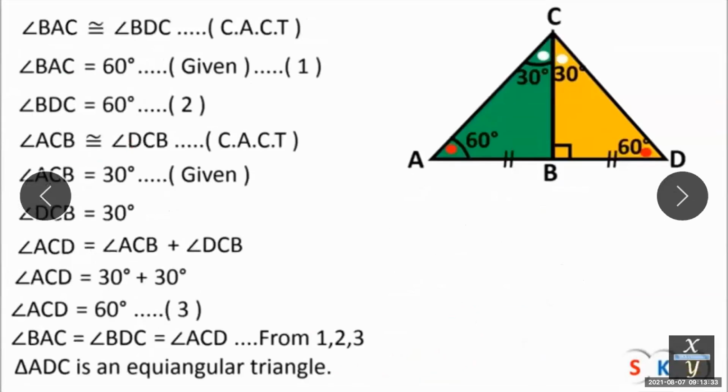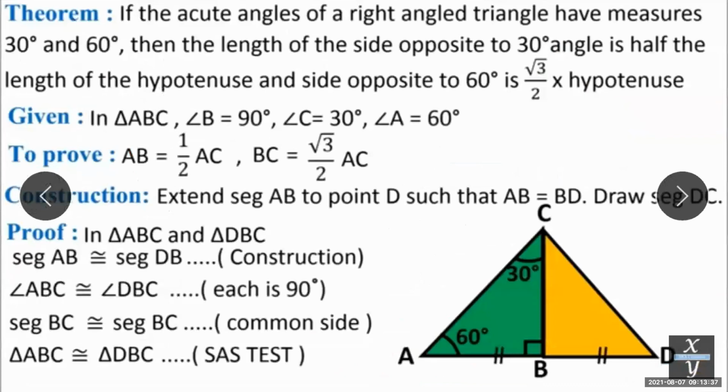Now see, what we have to prove here is BC equal to root 3 by 2 AC. This is what we had to prove. That means the side opposite to 60 degree is root 3 by 2 of the hypotenuse. Is it clear to everyone? How to prove it? It's very easy. Just go step by step.